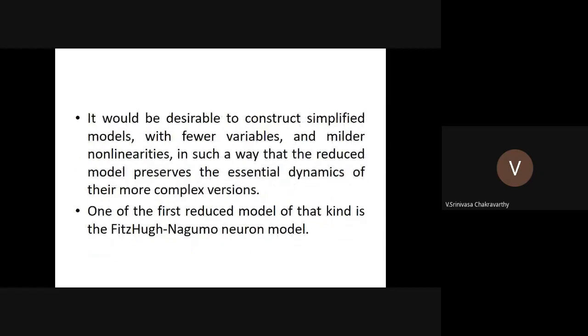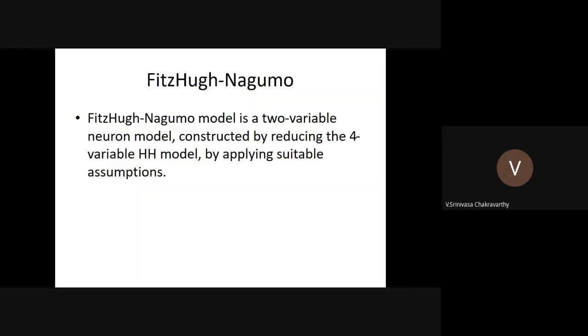So one such reduced model, one of the first reduced models of that kind, something which has fewer variables and milder nonlinearities, is the FitzHugh-Nagumo model. So how do you do that? The FitzHugh-Nagumo model is a two-variable model, which is constructed by reducing the four-variable Hodgkin-Huxley model.